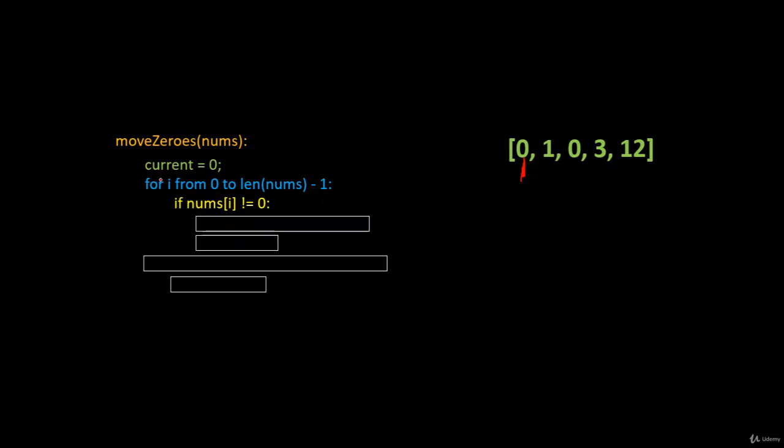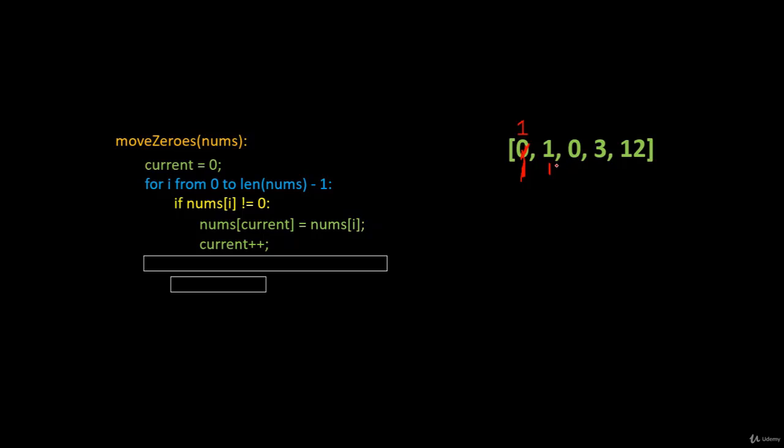For the first iteration of this loop, we see the element is 0, so this condition does not match. Then for the next iteration, we have 1, right? So this condition matches. Then what we're going to do is just change this 0 to 1. Okay, so let's replace this 0 with 1. Alright, then we're going to move current to this element right over here.